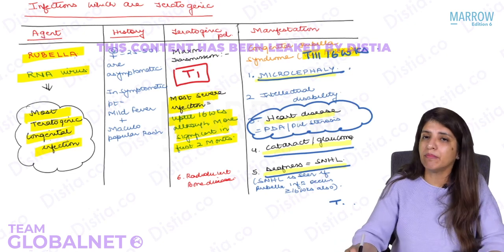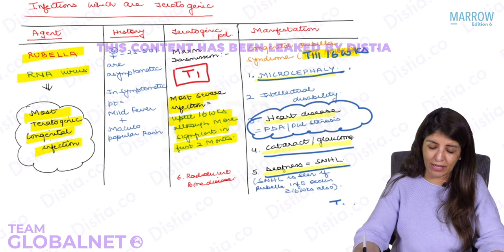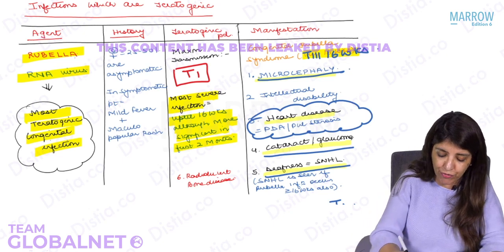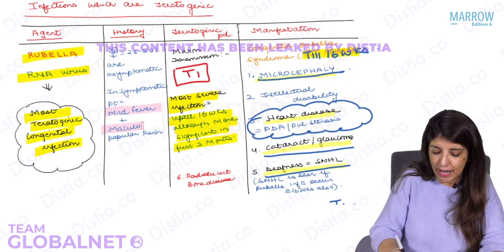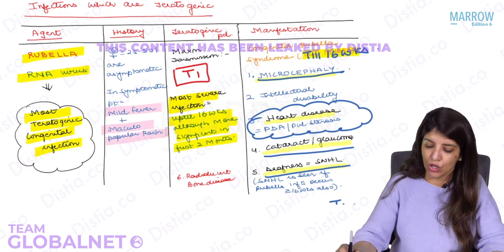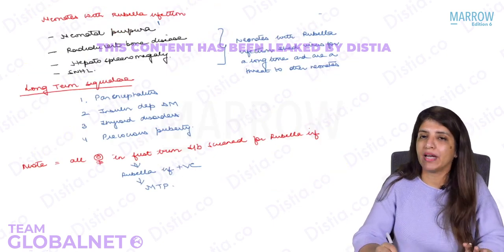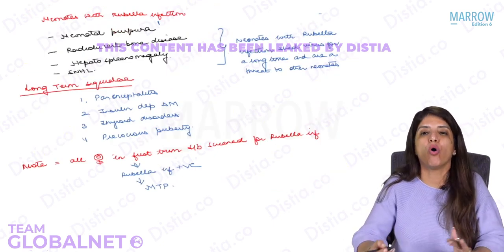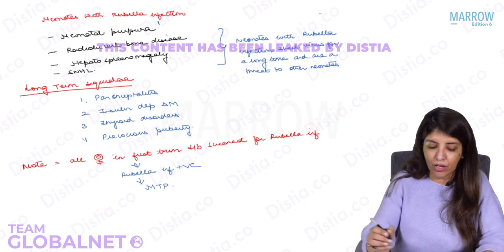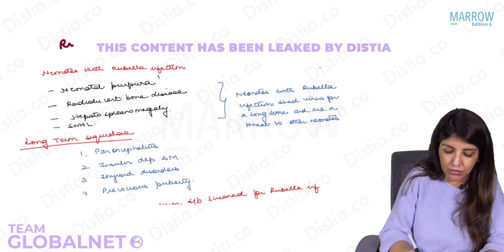Yes. In the mother, how is rubella going to manifest? In the mother, rubella is going to manifest in the form of mild fever and a maculopapular rash. That is how mother is going to manifest rubella. Now, suppose rubella infection is happening beyond 16 weeks.